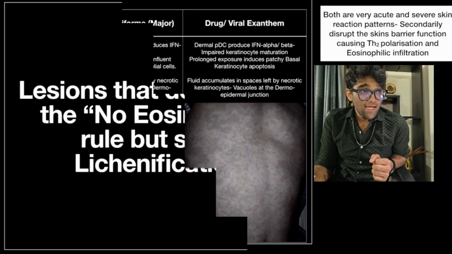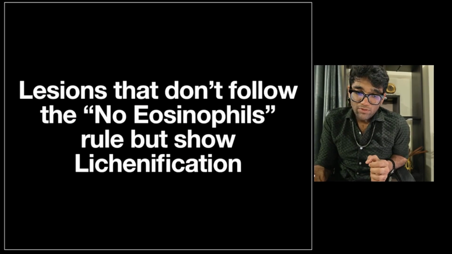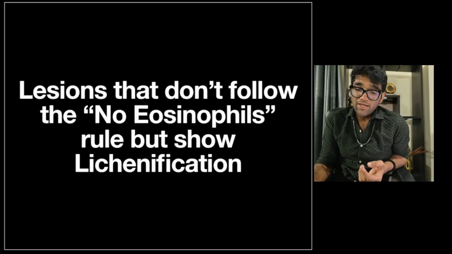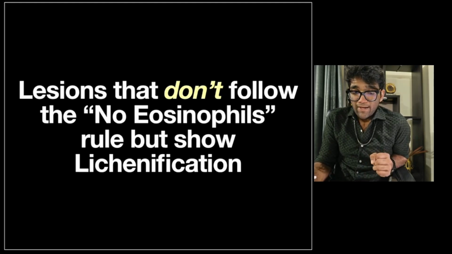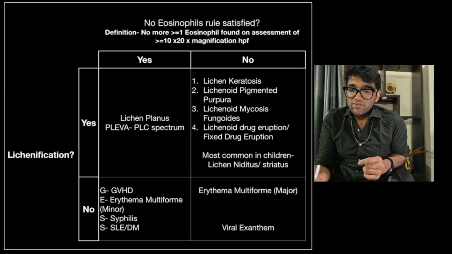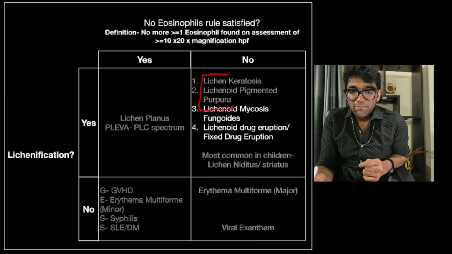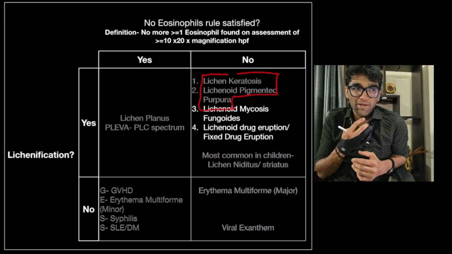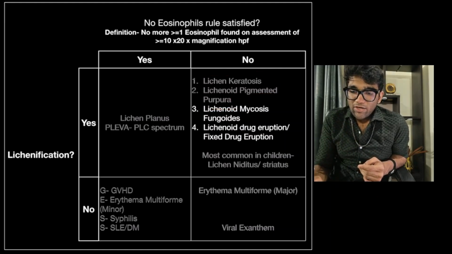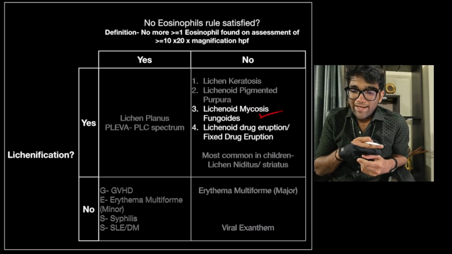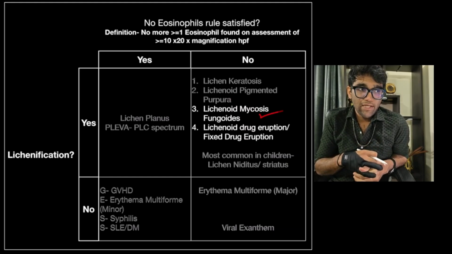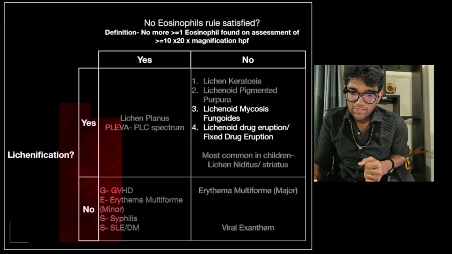now finally we come to the last category, that is lesions that don't follow the no eosinophils rule, or show some lichenification. Okay, that would be these disorders. So like I said, lichen keratosis and lichenoid pigmented purpura I will not be discussing because they are primary skin disorders. Lichenoid mycosis fungoides is something that we need to discuss because it's a cutaneous lymphoma, and lichenoid drug eruptions are a common differential in patients that come to us. So we'll discuss these two disorders.